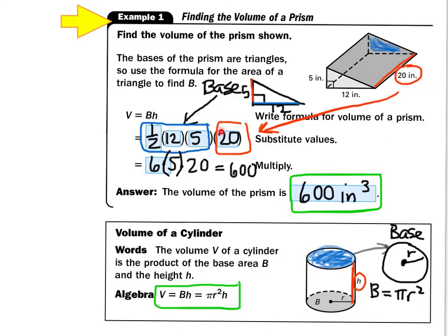And then I have to multiply it by the height of the prism. And the height is how far apart the triangles are from each other. And that's 20 inches. So when you substitute that in, 1/2 times 12 is 6. And 6 times 5 would be 30. And then 30 times 20 would give me 600. So it's 600 inches to the third power. Remember, volume is always units to the third power.